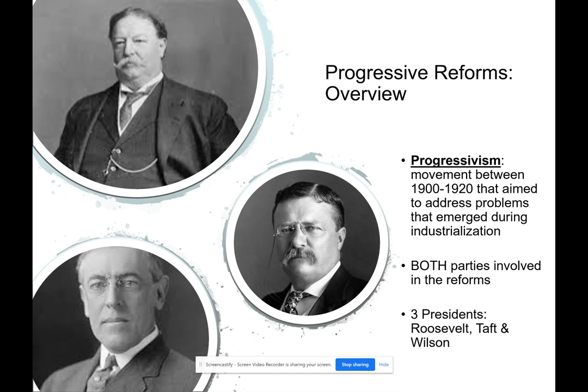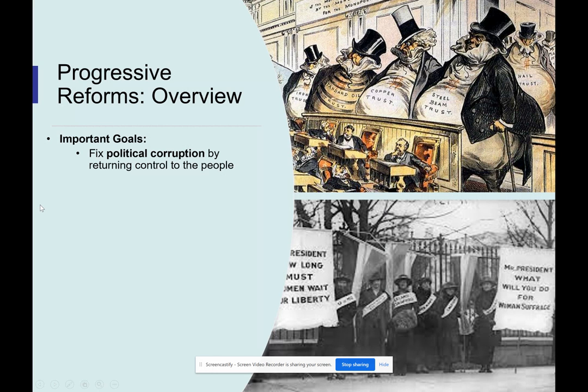So the two parties during this period are the Republicans and the Democrats. Remember, this is a different party system than the one that we're in now, but both parties consider themselves progressive. And it involves three presidents, two of whom are Republican and one is a Democrat. So you can see them pictured here. Teddy Roosevelt is the one with the glasses, Taft up here on the left, both Republicans, and then Wilson down here in the corner is our one Democrat from the period.